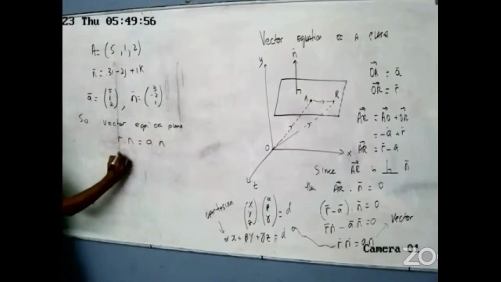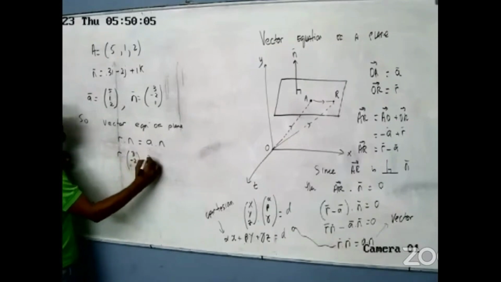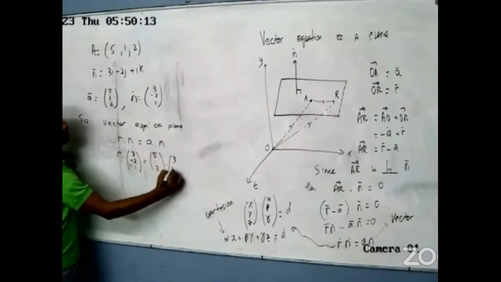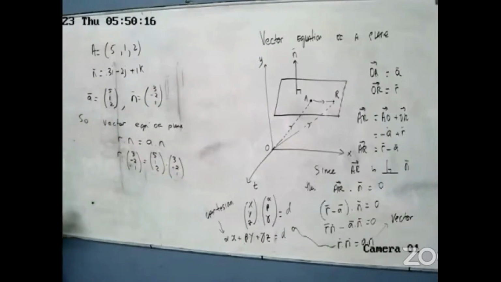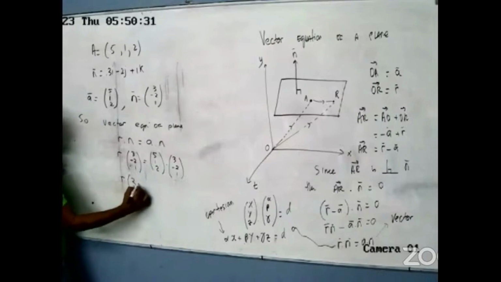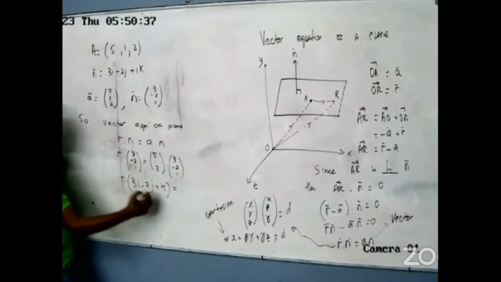As I said, r is any vector. So it's r dot n, where n is 3, minus 2, 1, and a is 5, 1, 2. Okay with that? So you just plug it into this formula. The vector form will stay like this: r dot (3, minus 2, 1). Actually, write it like this: 3i minus 2j plus k. Then you work this out.